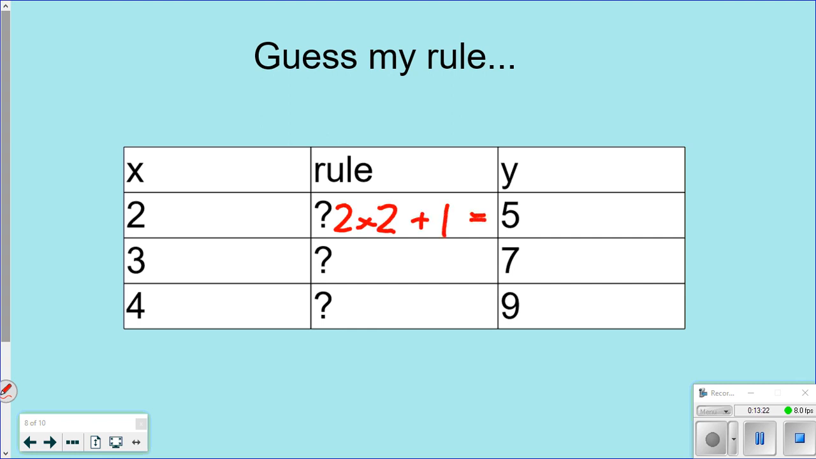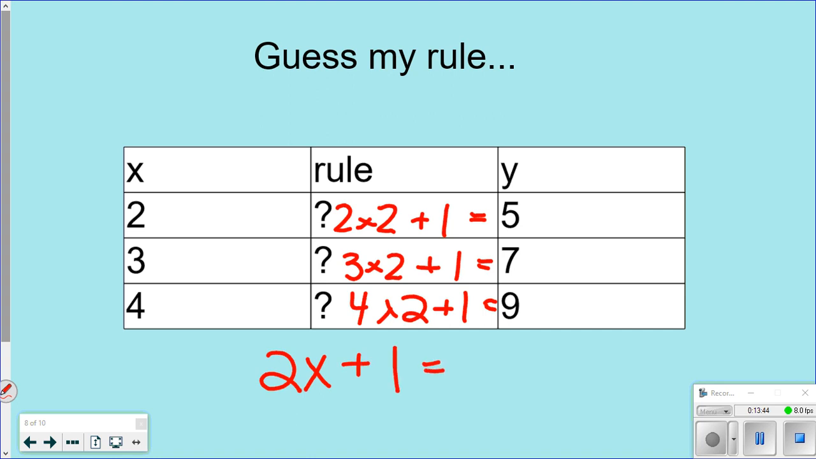Let's do the same thing here. Let's try 3 times 2 plus 1. That gives me 7. And this would be 4 times 2 plus 1. That gives me 9. So you can see you can have rules that are a little bit more complex. So for this one, it would be 2 times whatever's in your X column plus 1 is going to give you what's in your Y column.